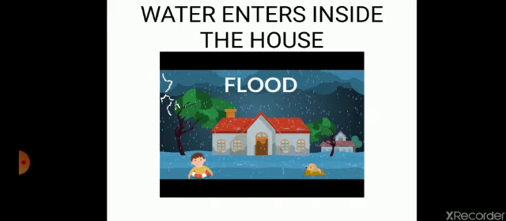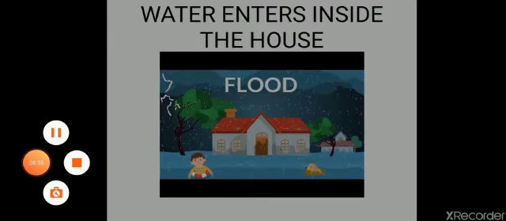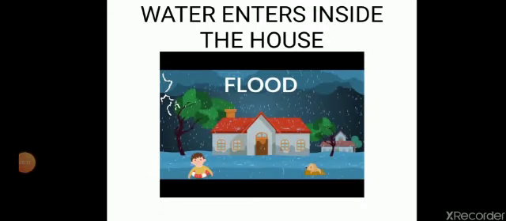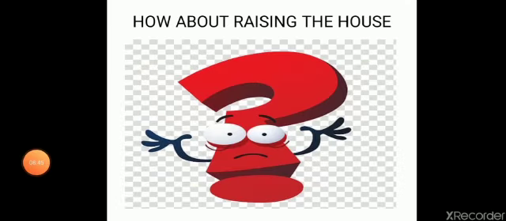Now, if your house is on the surface and the region is prone to heavy rainfall, what will happen? Water will enter inside the house. So what can we do? How about raising the house? Isn't it interesting?